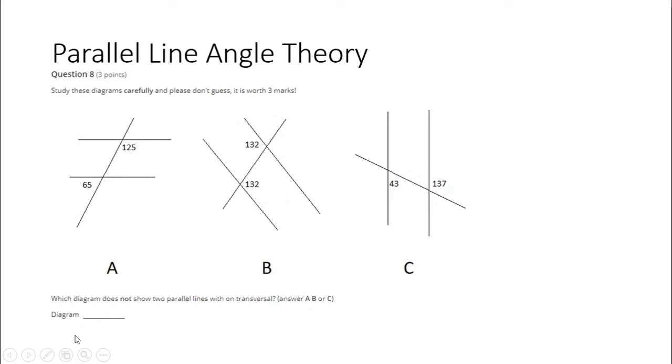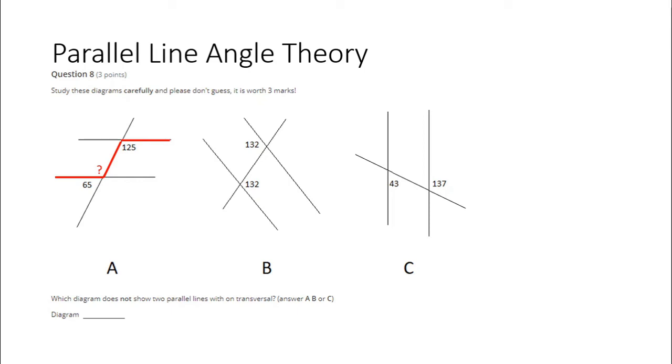Last question, parallel line theory, or is it? Look at these diagrams carefully and tell which one is not parallel lines with a transversal. That is, one of these diagrams shows two lines which are not parallel with a line crossing through. So let's start by looking at A. I know these lines may look parallel, but if they were parallel lines, you'd be looking for your F, C, and Z patterns. And I'm looking at these lines and I'm thinking, is that a Z pattern?